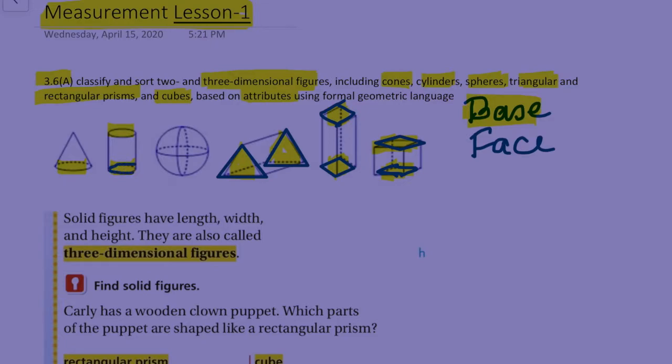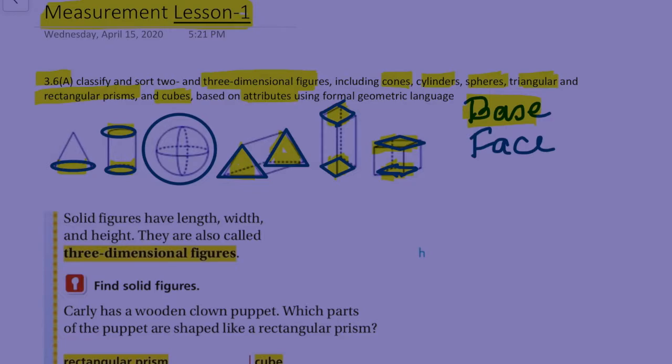Whereas the cylinder has two bases and they are circular, and the cone has only one base and that is circular. The sphere has no base. It does have a curved face but no flat base. So these are the bases of these.